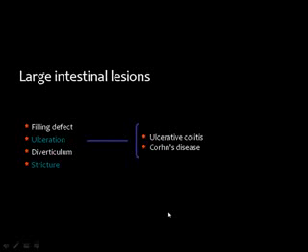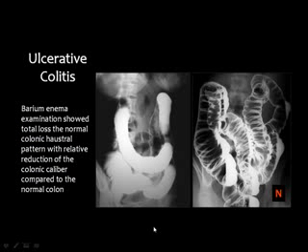Ulcers in the colon are usually secondary to ulcerative colitis, but may also be due to Crohn's disease. And this is the appearance of ulcerative colitis. This is the appearance of the normal colon. The colon is distensible, and you can see the haustrations of the colon normally. But in cases of ulcerative colitis, the caliber will be reduced and the colon will be effaced. There is no haustra in this colon.